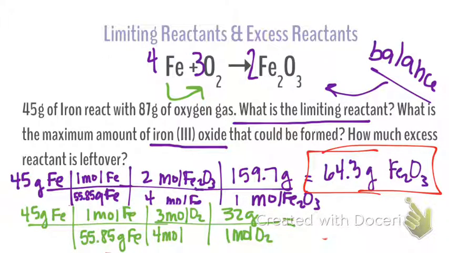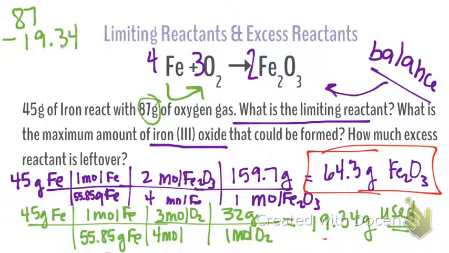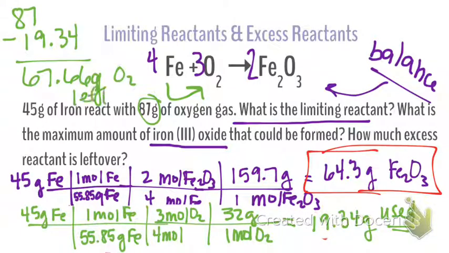So if I go 45 times 3 times 32, divided by 55.85, that gives me 19.34 grams, I think. This is used. So that's not what the question asked for. It asked how much was excess or how much is left over. So now we know we use 19.34, but we started with 87, so we're going to do 87 minus 19.34, and we get 67.66 grams of O2 left over.